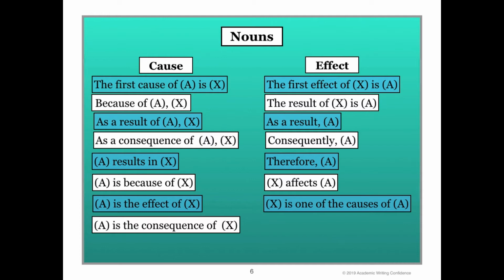A is the consequence of X. X is the reason for A. All of these are good phrases to use in your cause and effect essays. Be careful to note that some of the phrases require a comma, while others do not.